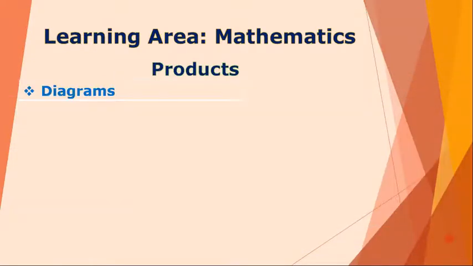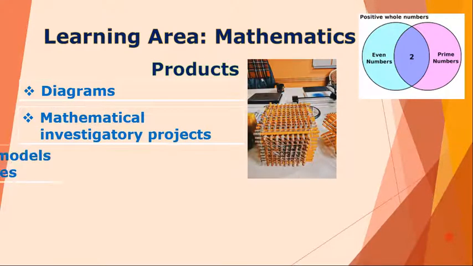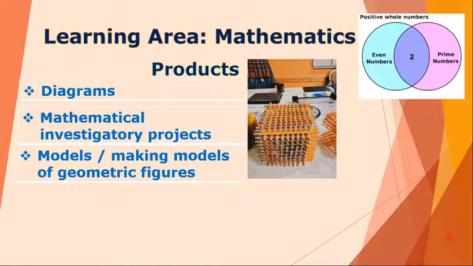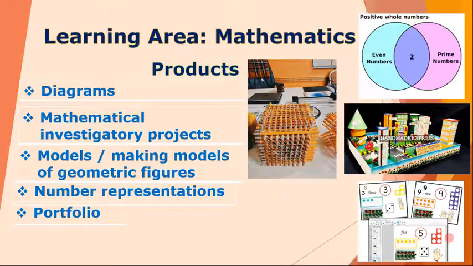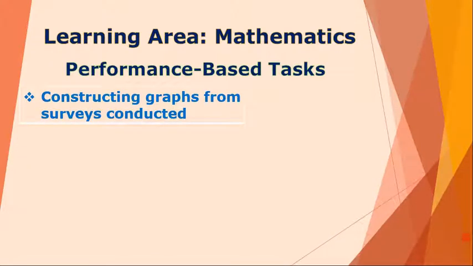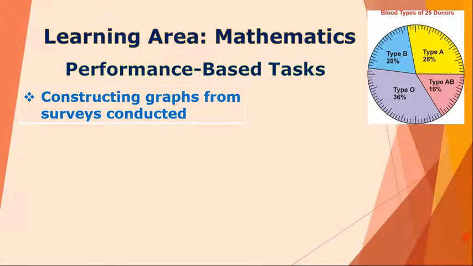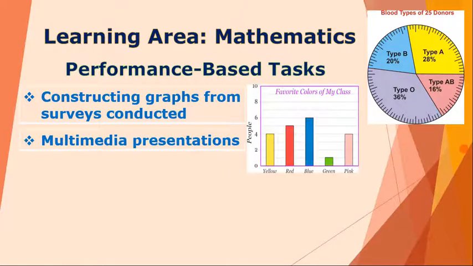For mathematics, we have products such as diagrams, mathematical investigatory projects, product of MI, models, making models of geometric figures, then number representations, and portfolio. So we can have samples of portfolio and investment portfolio. Performance-based tasks. We have constructing graphs from surveys conducted, like blood types of 25 donors in the form of pie graph. Then we have bar chart, multimedia presentations.